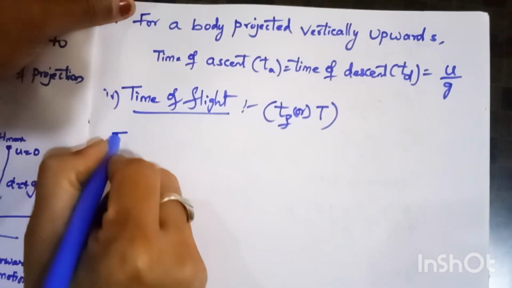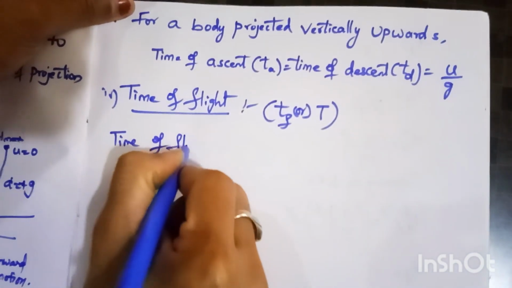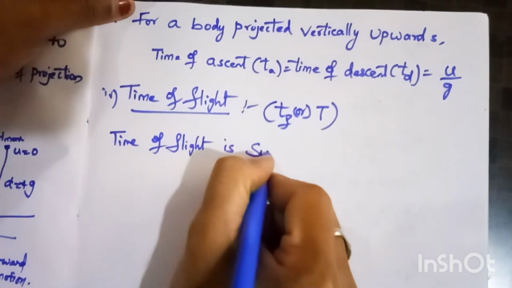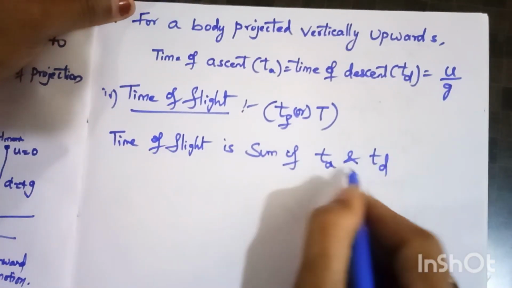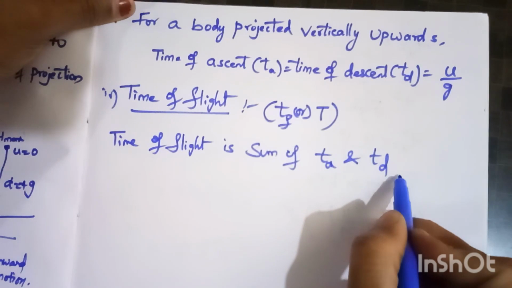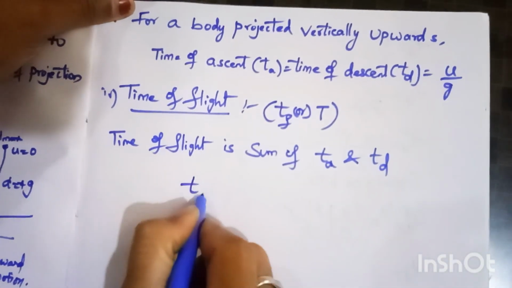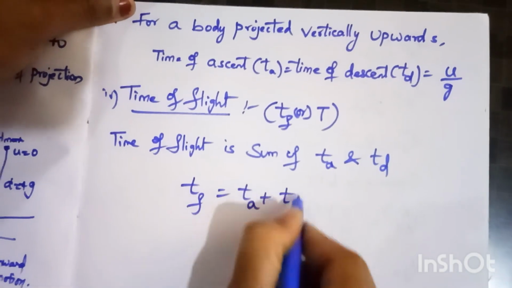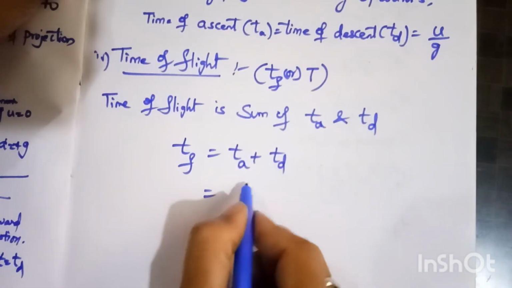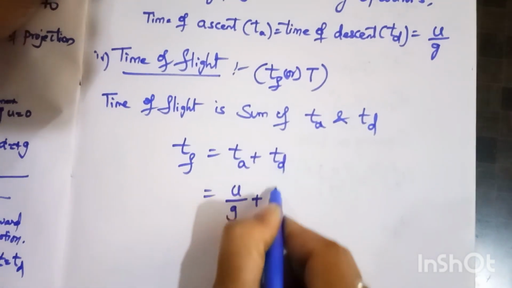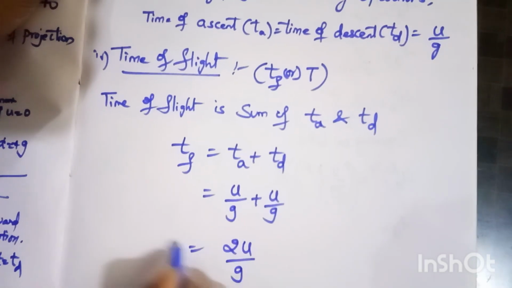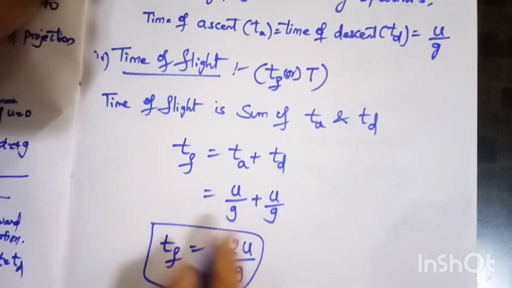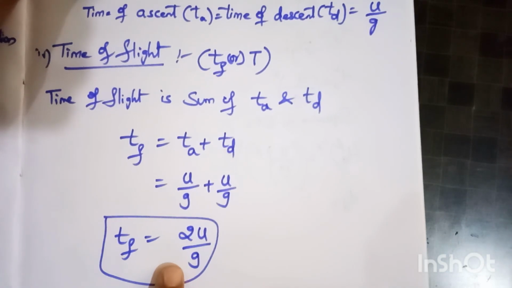What is time of flight? Time of flight is the sum of Ta and Td, where Ta is time of ascent and Td is time of descent. So Tf is equal to Ta plus Td, that is u by g plus u by g, which is 2u by g. So the time of flight is 2u by g, the total time taken by the body to remain in air.